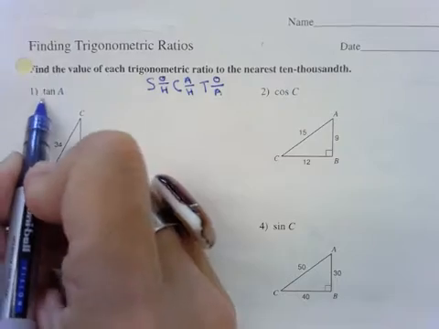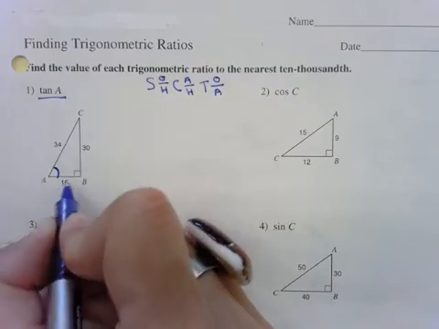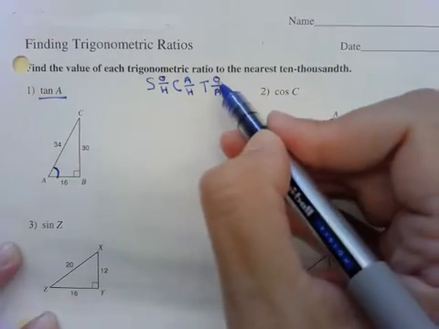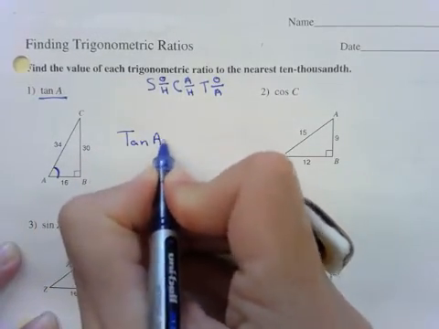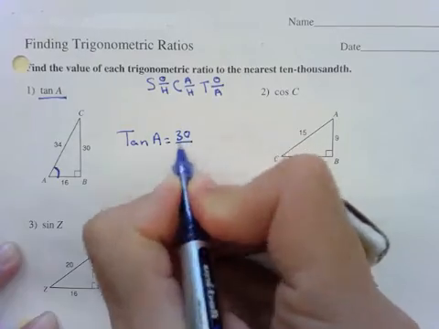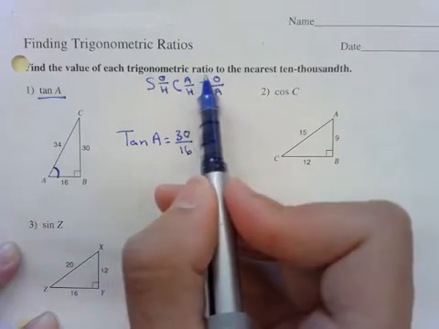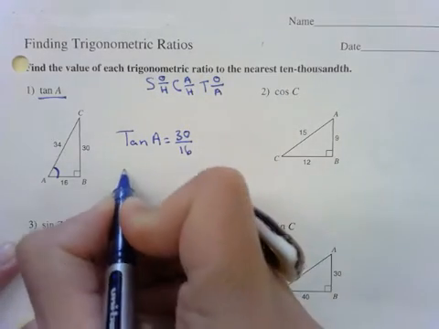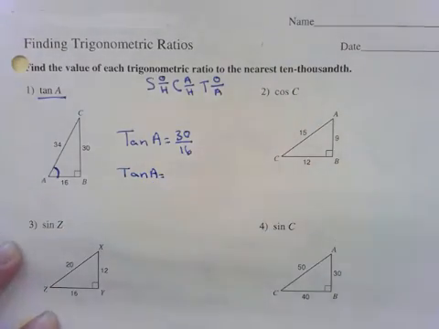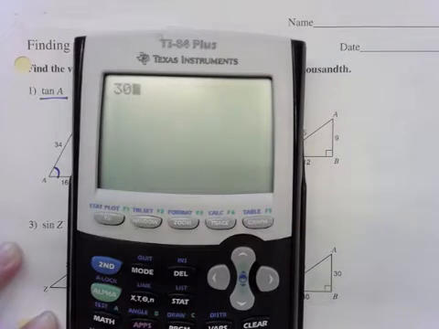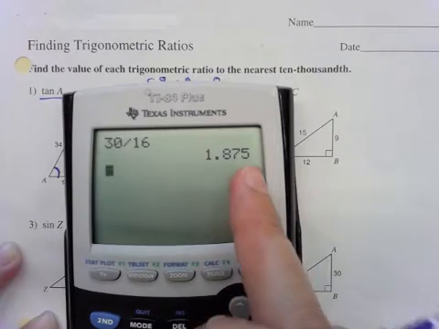Okay? So if we're looking for the tangent of A in this triangle, we look at the angle at A, and we say, well, tangent is the opposite leg over the adjacent leg. So the tangent of A equals 30 over 16. And the question says, find the value of each trigonometric ratio to the nearest 10,000th. So we can do this by simply putting this into our calculator. We put 30 divided by 16 in our calculator, and to the nearest 10,000th, it only brings us to the nearest thousandth, so we're done.